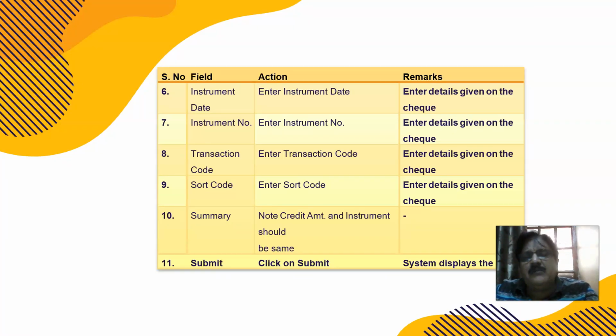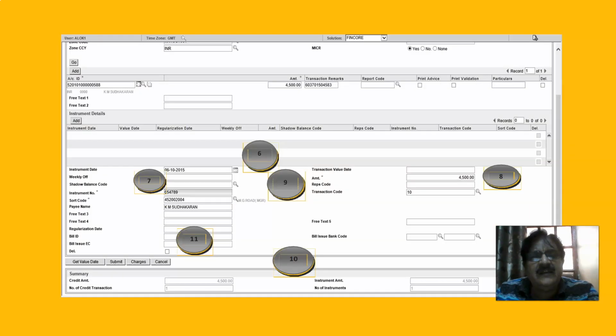Instrument date, instrument number, transaction code, savings, current, sort code: enter the details given on the check. There will be a 9-digit MICR code, right? That is the sort code. It tells which city, which bank, which branch this check or this account belongs to, because we are sending this to a particular bank which is not our bank, right? Summary note: the credit amount and the instrument amount should be the same. Then click on submit finally, right?